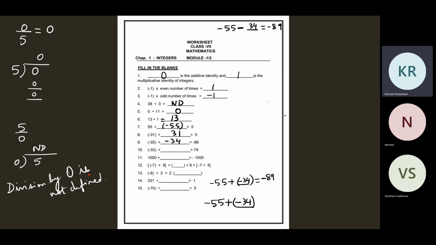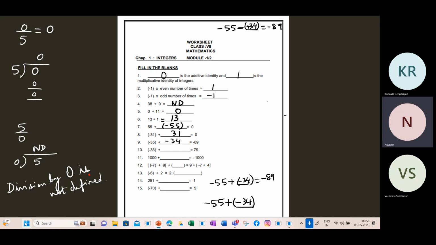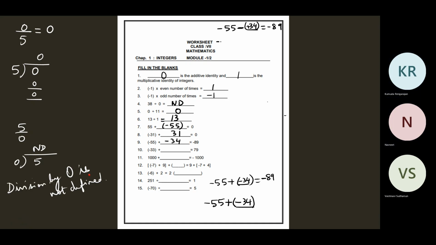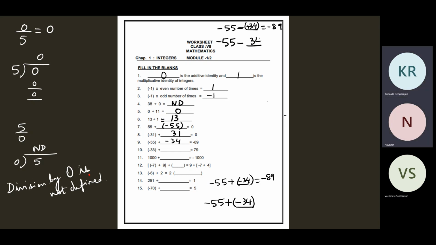Supposing the options are given and in the option you find a plus 34, select that plus 34. Okay, ma'am. Correct, Anirudh? Yeah, ma'am. You just write 34, you don't have to write plus 34. Just write 34 is equal to minus 89. Very good, boys. Next one, Anirudh.